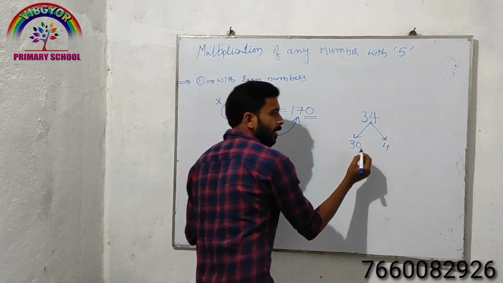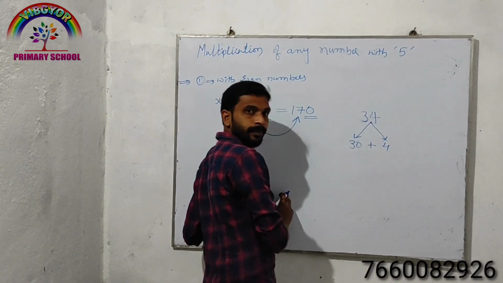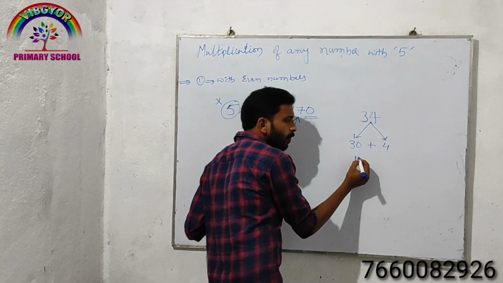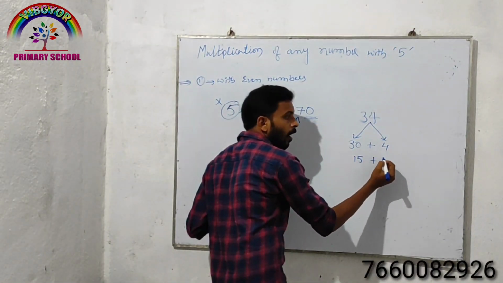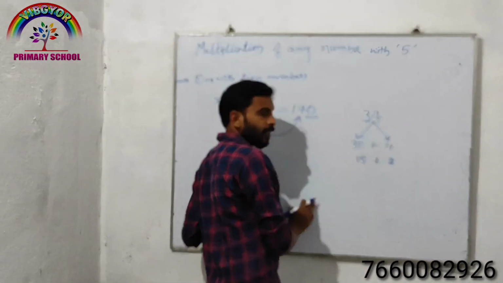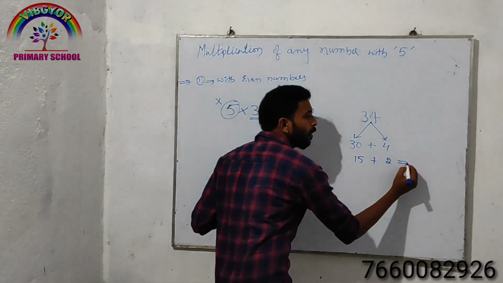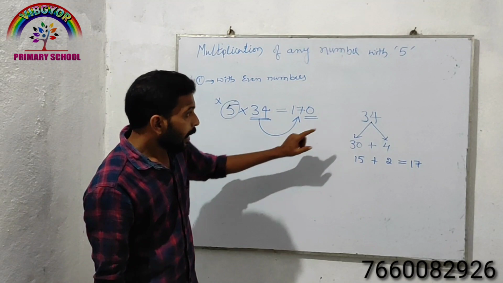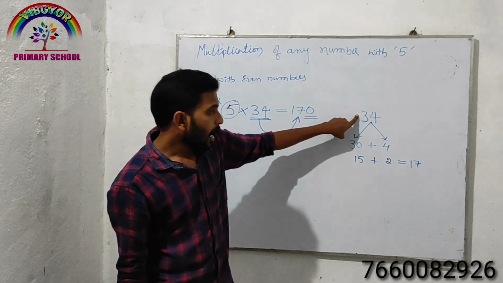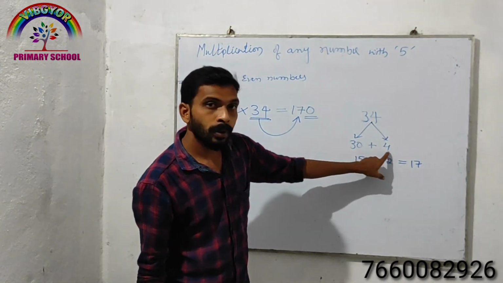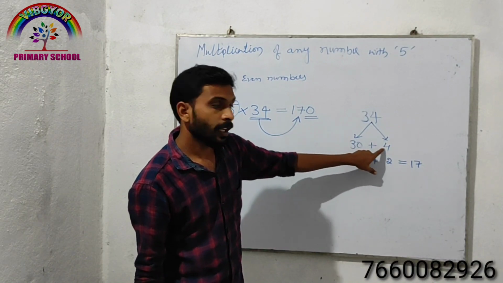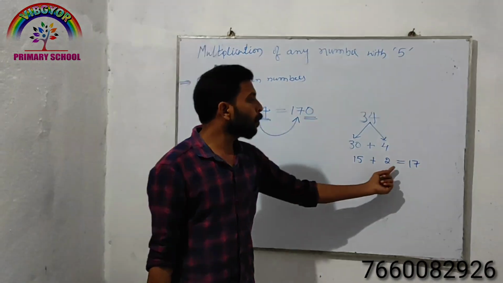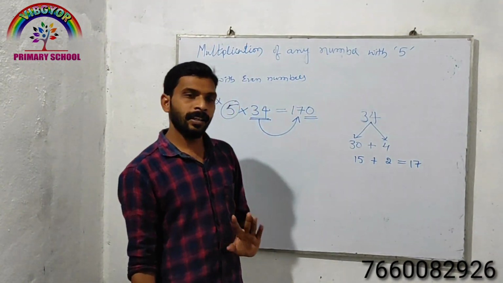And now here it is plus. Simply we can know that half of 30 is 15 plus half of 4 is 2. Then add these two halves, you are going to get the answer 17. Got my point? Take that even number and split it into easy numbers. Then take half of those numbers and add those halves to get the result.